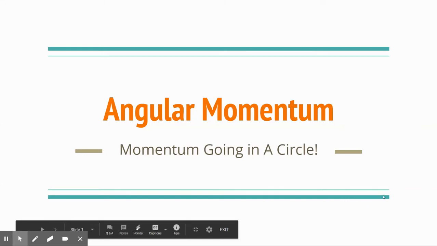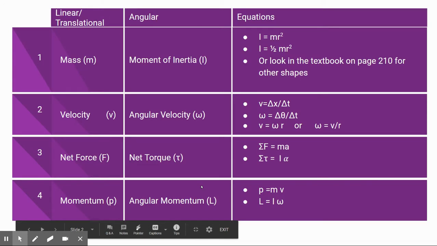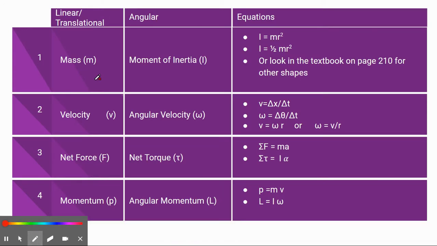Alrighty, so we've talked about regular momentum, and now we're going to talk about momentum for something that's rotating, and that is going to be called angular momentum. So the first thing I want to do is really compare the linear or translational stuff with angular stuff. So we're going to go through first what we've already learned, and then at the very bottom here, we're going to talk about what's new.